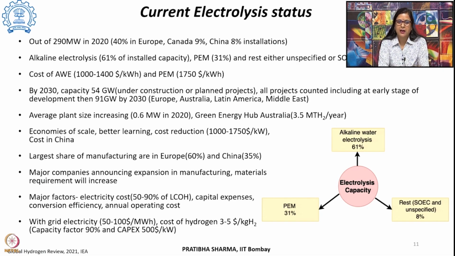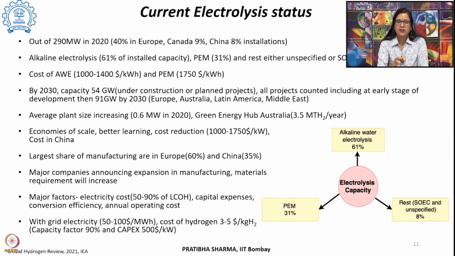It is expected that by 2030 this capacity will increase, considering the plants which are under construction or projects which are planned, to 54 gigawatts. Now if we also consider all the projects which are in their early stage of drafting or development, then this capacity can even grow to 91 gigawatt by 2030. The major contributors will be Europe about 22 gigawatt, Australia 21 gigawatt, Latin America 5 gigawatt, and Middle East 3 gigawatt, and the remaining from the rest of the world.